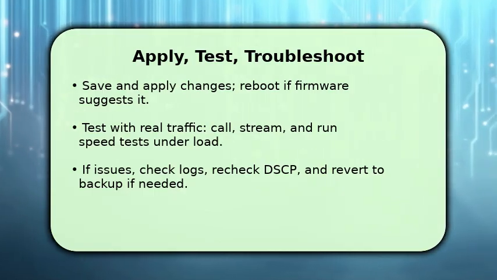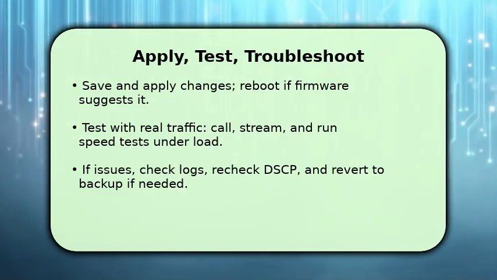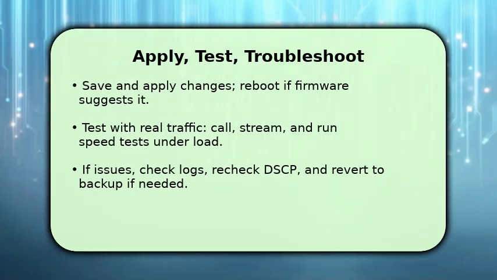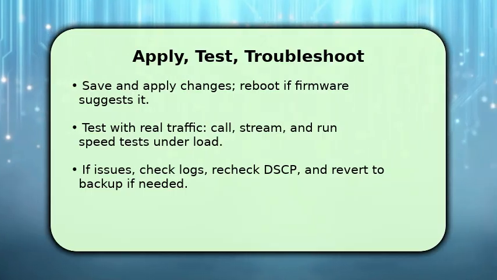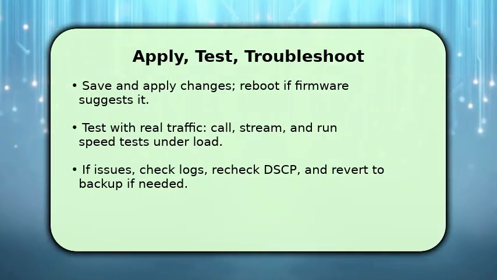If things go wrong, inspect router logs, verify DSCP and classifier mappings, and review class bandwidth totals for math errors. If necessary, restore the backup and adjust values in smaller increments.